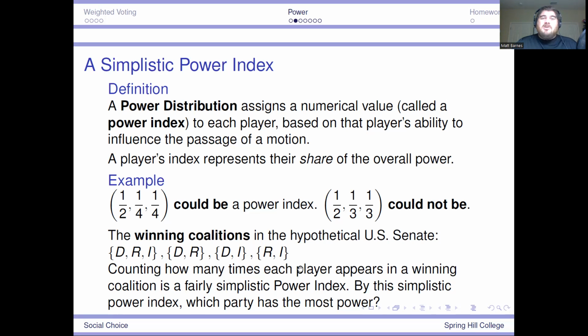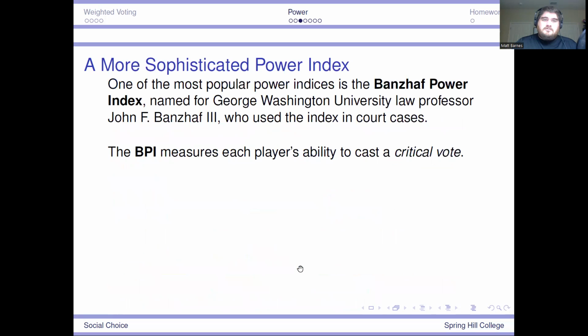So they all have an equal amount of power. Okay, well, maybe that's just not telling the whole story. Maybe that wasn't the right way to look at power. There's a more sophisticated way to go about this, and that is what we call the Banzhaf power index. I'm going to say Banzhaf as many times as I can because it's very fun to say. So this was a law professor at George Washington University named John Banzhaf, who used this index in court cases.